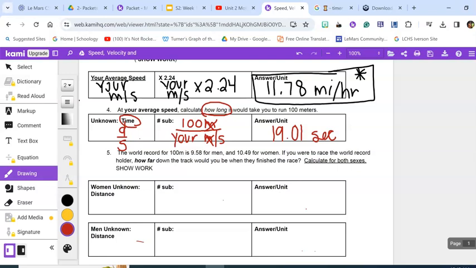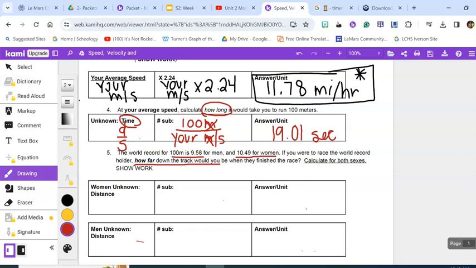So now, the world record for the 100 meters is 9.58 for men and 10.49 for women. Let's say we're going to put you on the track next to the world record holder. I want to know how far down the track you would be when they finish the race. So if they can do 100 meters in 9.58 seconds, and you're not a world record holder, are you going to be able to get 100 meters down the track? Probably not, right? You're going to run less than them because they cover more meters per second than you.